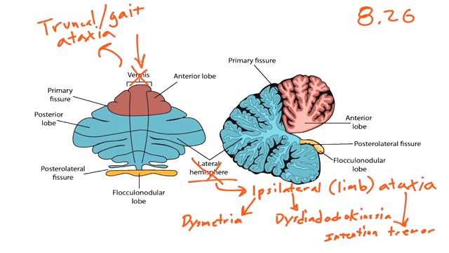Now, on the bottom, we can see the flocculonodular lobe, and this is involved in eye movements. So if this is lesioned, the patient will demonstrate nystagmus, or repetitive, uncontrolled eye movements. So this is a general overview of the cerebellum. If you remember what has been described here, you will correctly answer almost all of the cerebellum questions you will get for Step 1. There is a little bit more information you need to know, however, so let's quickly go over that.